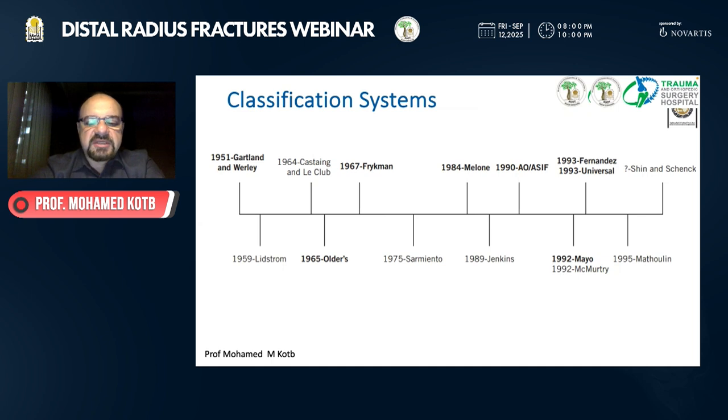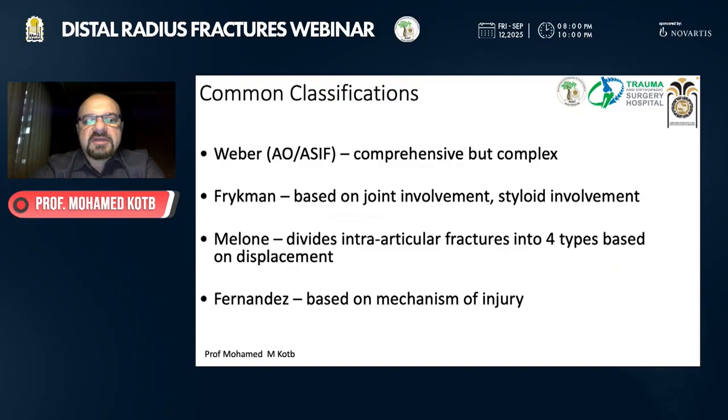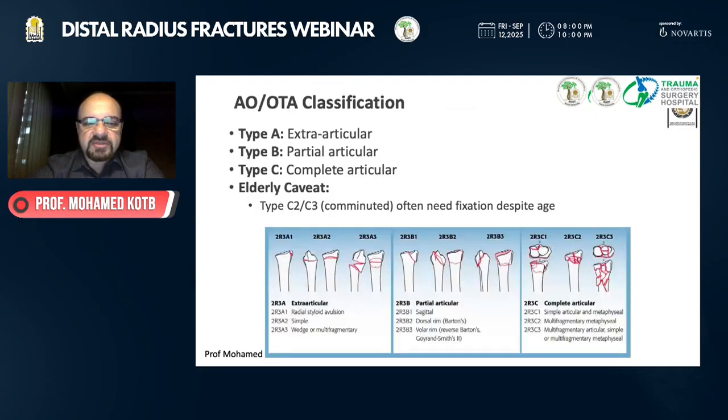So this is a summary of the classification systems since 1951. And I see the common classification system used nowadays is the Weber, which is AO, and it's comprehensive but complex. The Frykman is based on joint involvement and the styloid involvement. Melone divides intra-articular fractures into 4 types based on displacement. Fernandez is based on mechanism of injury only.